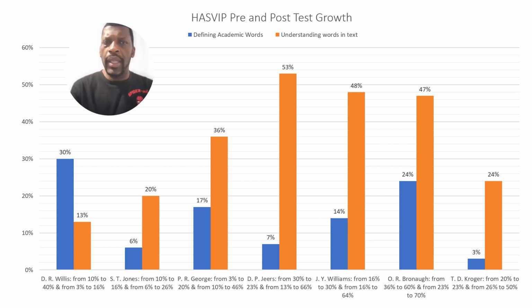DPJ, ORB, and JYW made noticeable gains. The scholar practitioner considered reassessing a student who dropped from 30% to 23% in Section 1. However, time did not permit a retest. The scholar practitioner also believed retesting the student would compromise the accuracy of the outcome data.